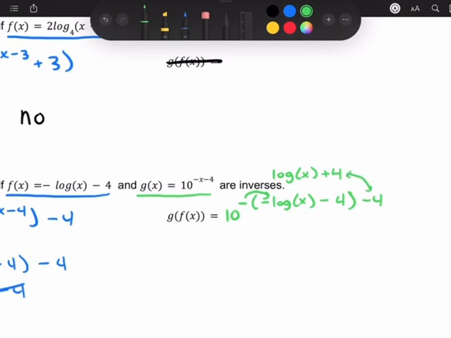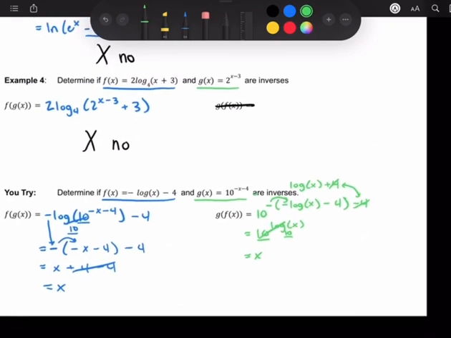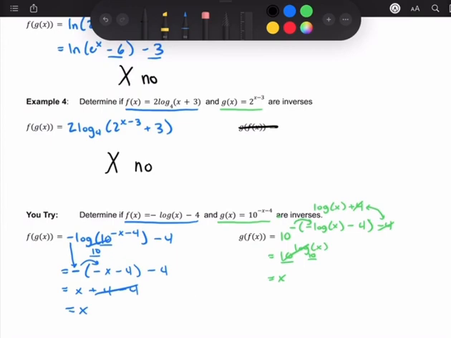And so we're left with 10 to the log base 10 of x. Remember that base 10 is implied. Since the base of the exponent and the base of the log are the same, they essentially cancel out, leaving us with just x. So, like we've established before, since both of these composite functions are equal to just x, we can conclude that yes, these two functions, f of x and g of x, are indeed inverses of each other.